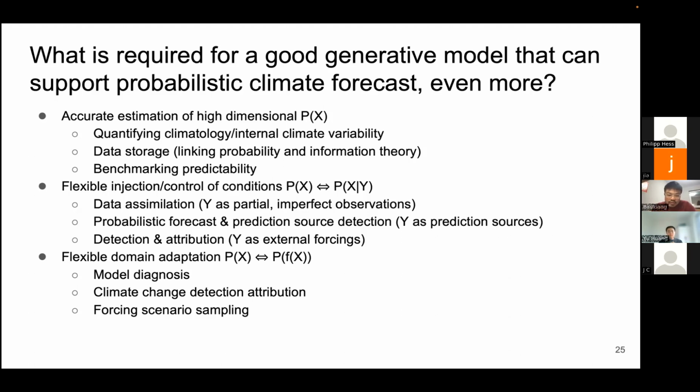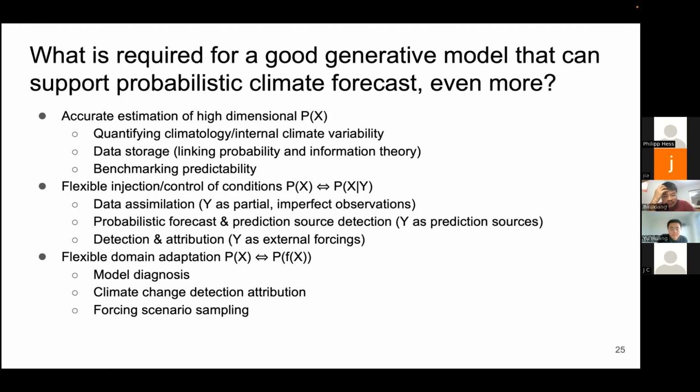If we have a good generative model, maybe we can make use of all the existing climate simulations without running them again, without doing such burdensome data analysis. And if we have a really good high dimensional distribution estimation, we can have better data storage, because the data structure informs us how we can compress the data. And we can benchmark predictability. If we know the spread of possible climate states given observation of some initial state, we know if we have some predictability.